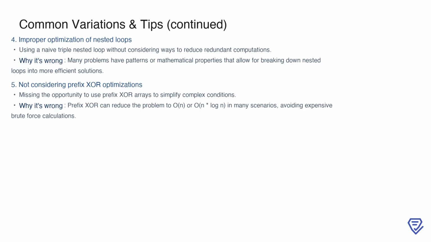Similarly, not taking advantage of prefix XOR optimizations is another missed opportunity. Prefix XOR arrays allow us to condense complex conditions into simpler calculations, reducing the overall time complexity. By using prefix XOR, what could have been an O(n³) brute force solution can often be reduced to O(n), or O(n log n), which is far more scalable for larger inputs. Understanding when and how to use these optimizations is key to solving XOR problems efficiently.